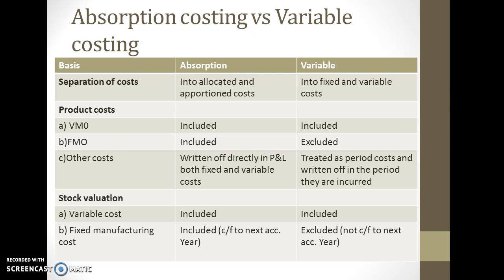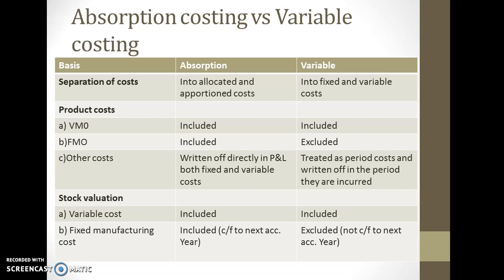Now coming to the second point, product cost. Variable manufacturing overheads are included in absorption costing as well as variable costing. Fixed manufacturing overheads are included in absorption costing, however they are excluded in variable costing. Other costs, both fixed and variable in nature, are written off directly in the profit and loss account in absorption costing. Other costs are treated as period costs in variable costing and written off in the period in which they are incurred.